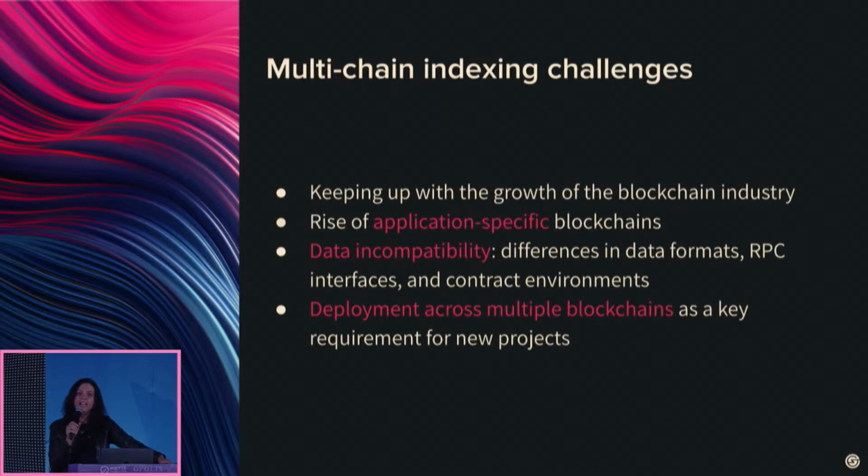But then we also observe a growing tendency of blockchains becoming more and more specific, like application-specific chains. Polkadot itself, Cosmos zones, Avalanche subnets, Optimism stack. And this is great for use cases. This brings a lot of value to ecosystems, but it also causes a problem for developers. So there is data incompatibility.